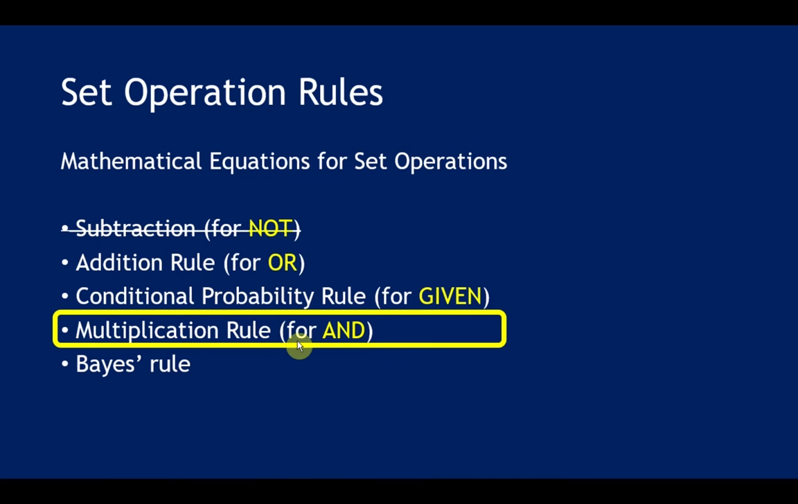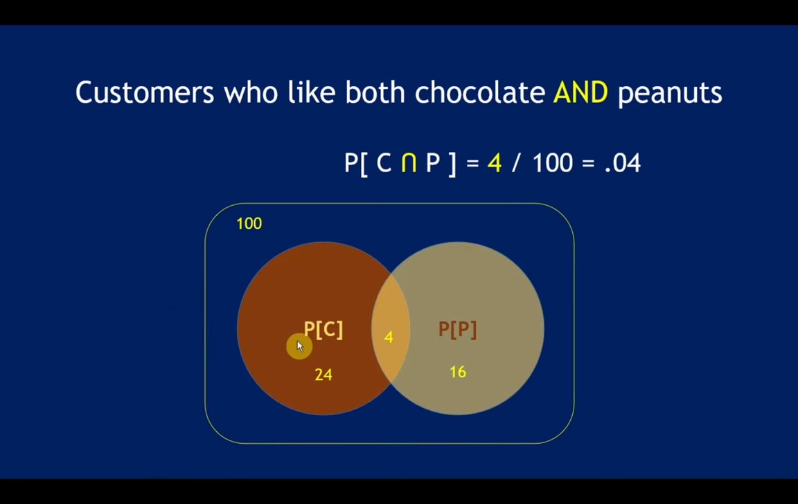The next rule, multiplication rule, is for "and." We want to know customers who like both chocolate and peanuts, so that's basically the intersection over here. Most of the time, the intersection is given, so you already know this. However, what if you don't know? This number is unknown, and you have to calculate it from other known probabilities.